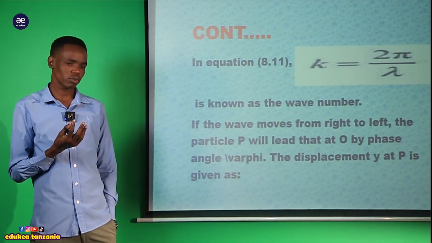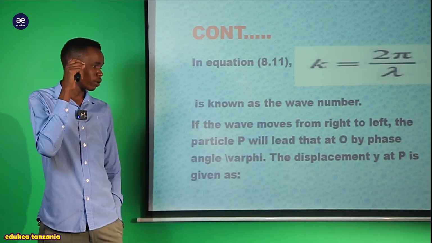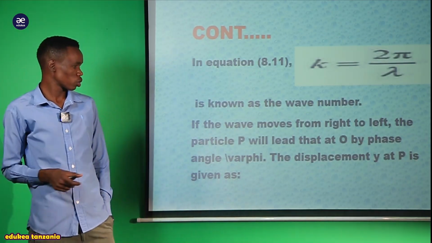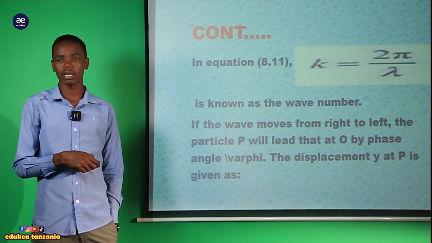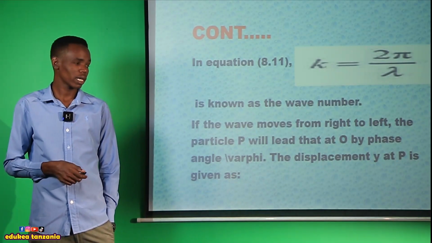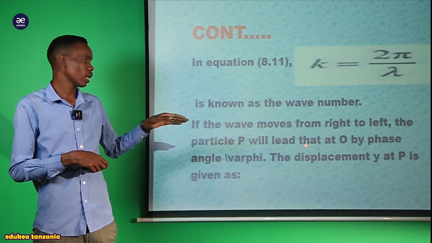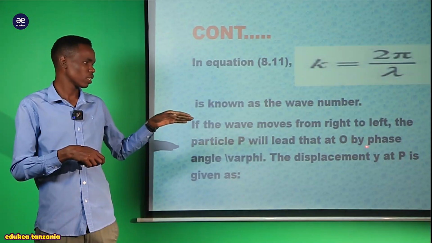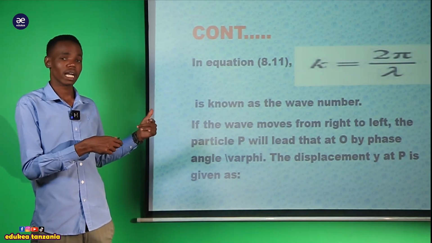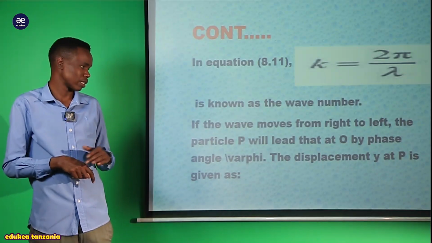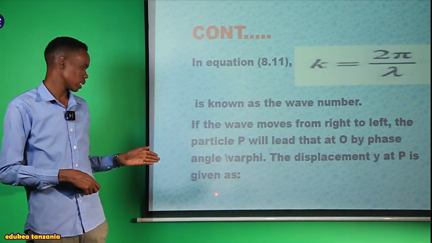Kama tuna waves zetu, zile waves na move kutoka upande wa kushoto, upande wa kulia kuelekea upande wa kushoto. Now the particle will read that at O by the face. Kwa hiyo the particle atasomeka ni particle P we read that at a 0 by the face angle, ambayo atakuwa ni psi, ambayo tulimuona pale anabini express it is own symbol. So the displacement y at point P is given as this one.